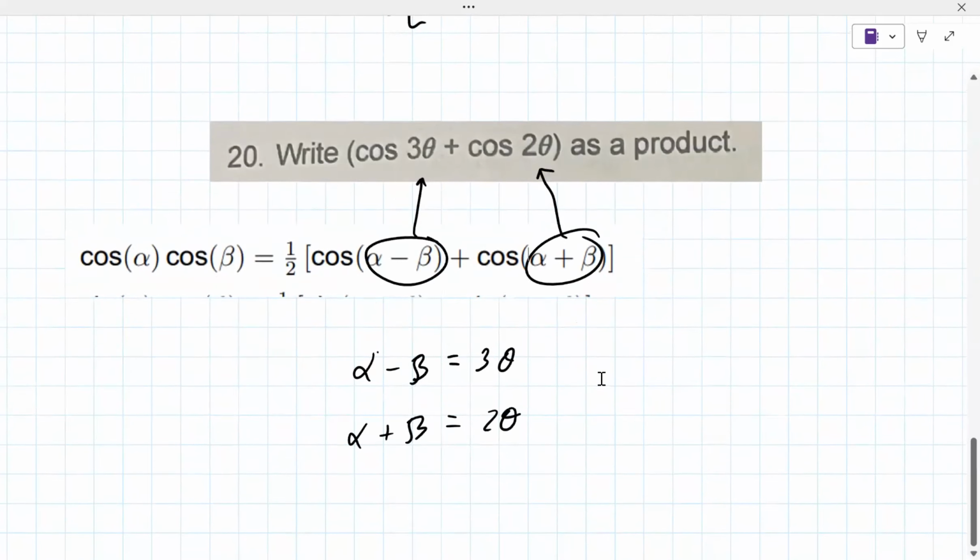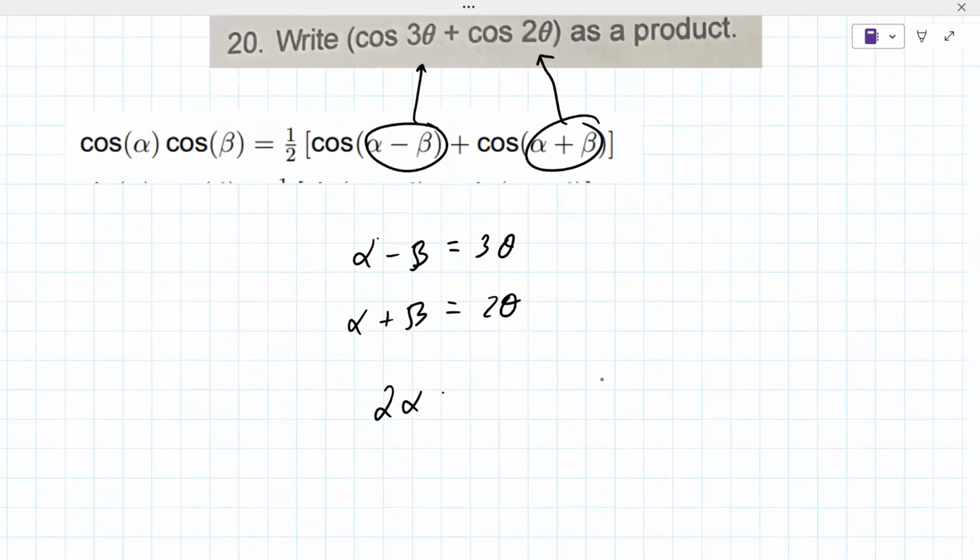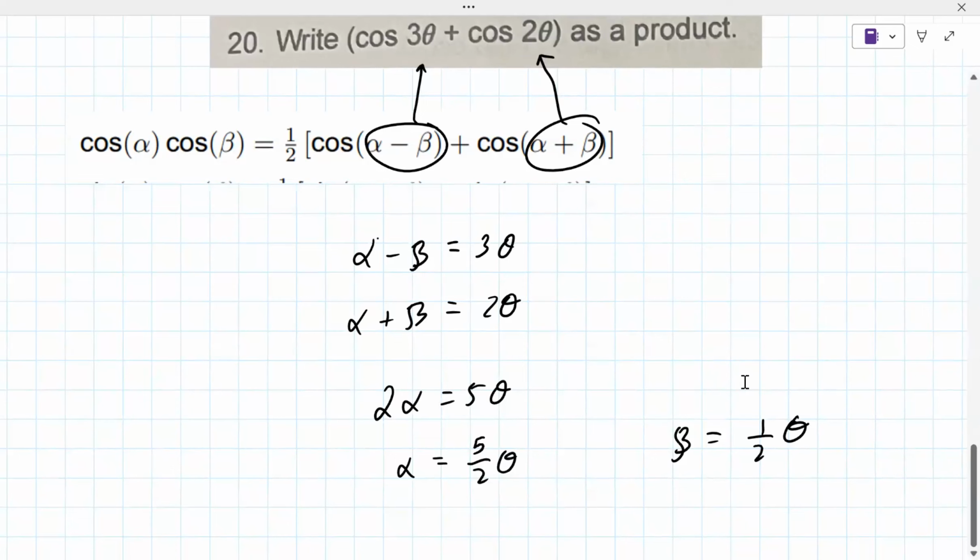These don't work out nice, but I mean, they work out kind of okay. So when you add them up, it's 2 alpha equals 5 theta. So alpha equals 5 over 2 theta. And then you put that back into one or the other, and you end up getting beta equals 1/2 theta. Sorry, minus 1/2 theta.